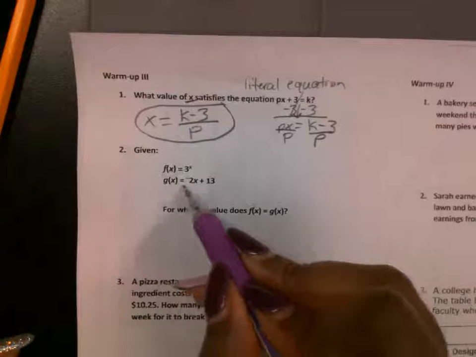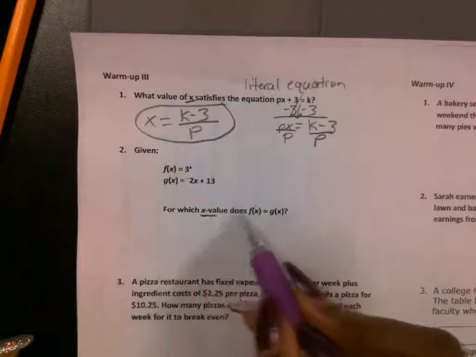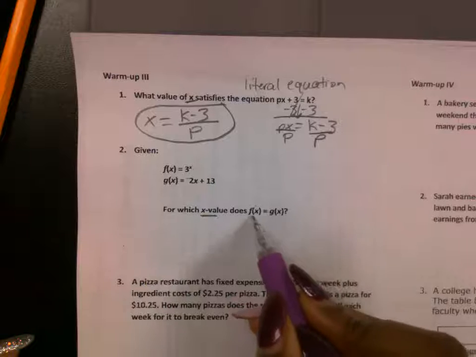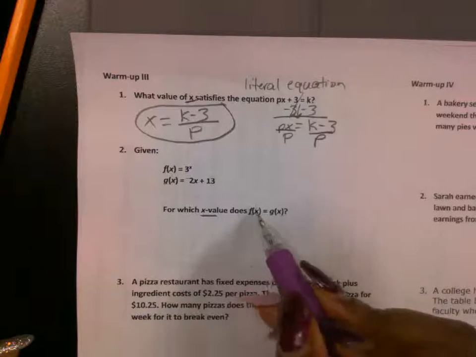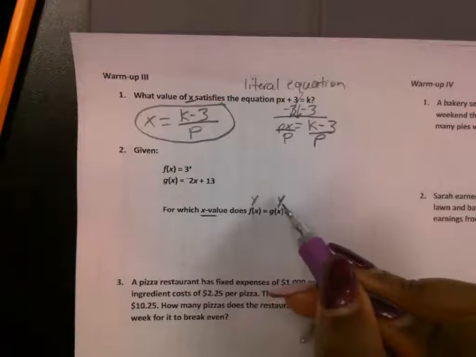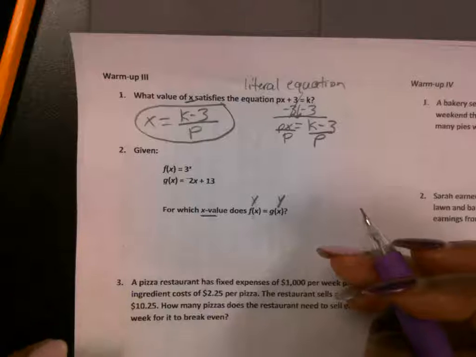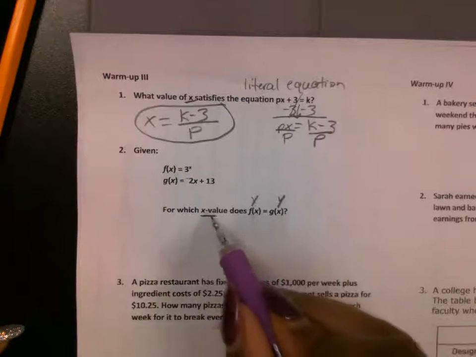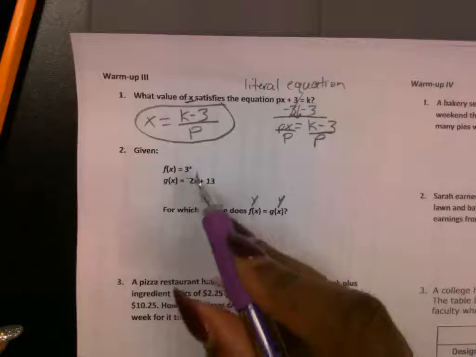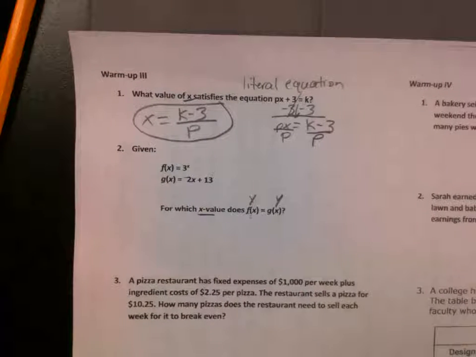Let's look at this as given, okay? It says, for which x value are both of these y values the same? Remember, f of x is y, g of x is also y. Please make sure you go back and read your notes on f of x if you've forgotten. So what is the x value when these y values are the same in both of these equations?